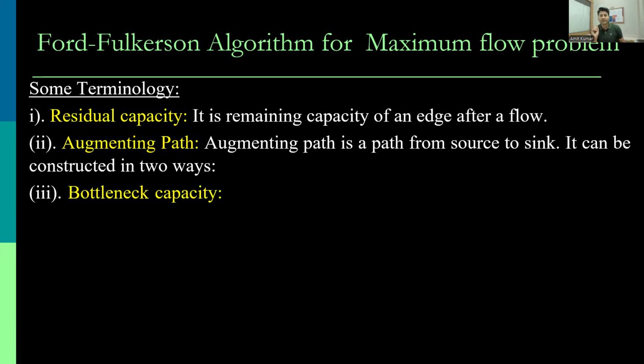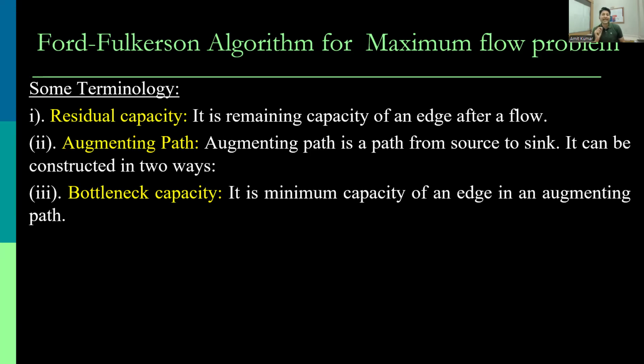The third thing that we have is known as the bottleneck capacity. The bottleneck capacity is the minimum carrying capacity of an edge in an augmented path. That means when you find an augmented path in a weighted graph, how much maximum amount it can carry through all the edges is called the bottleneck capacity. The maximum that can be carried in an augmented path is the minimum carrying capacity of an edge in that same path.